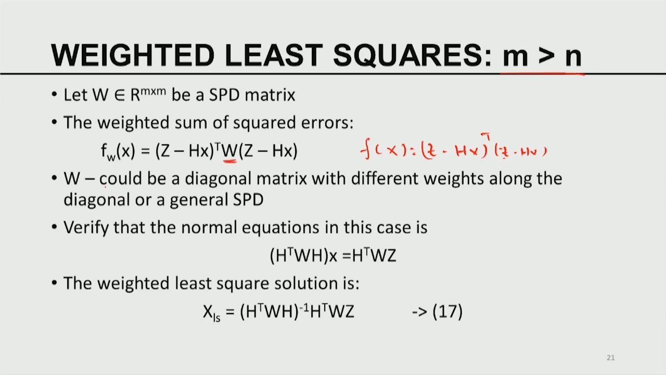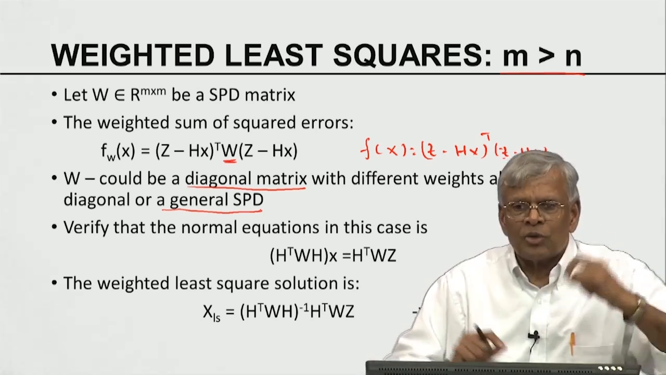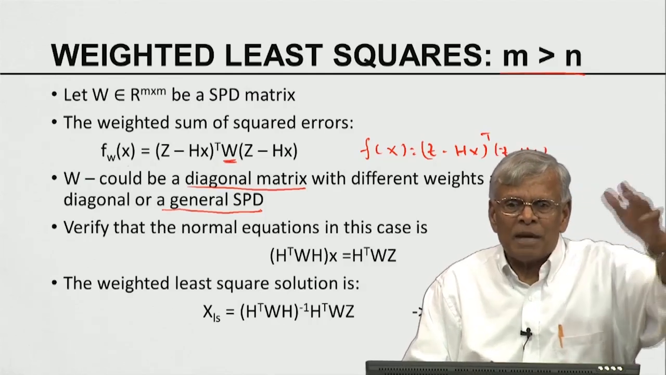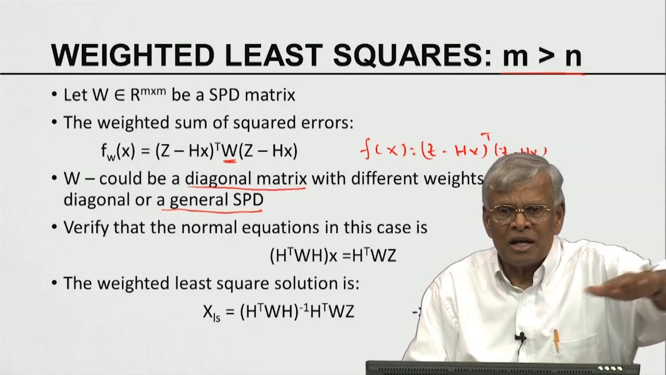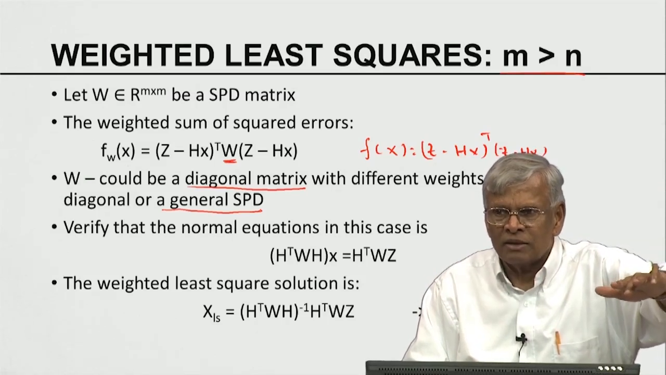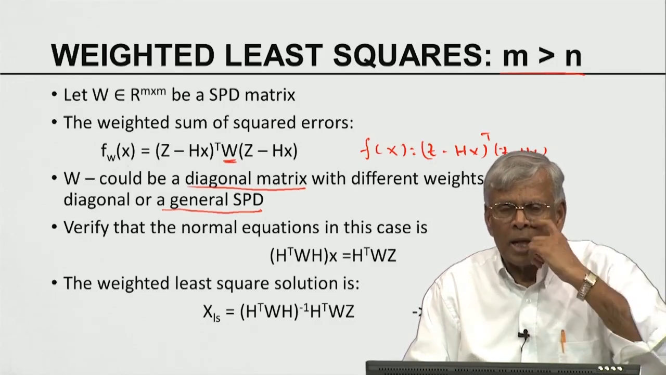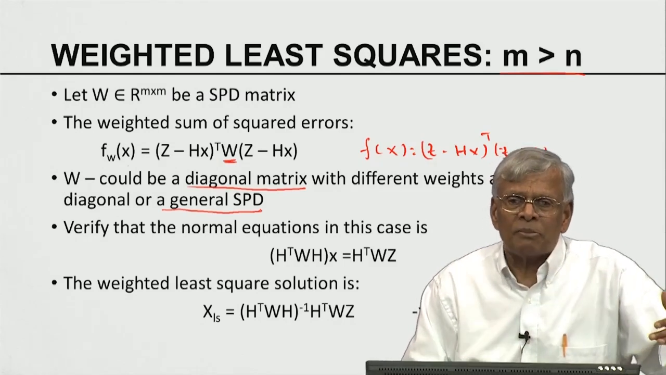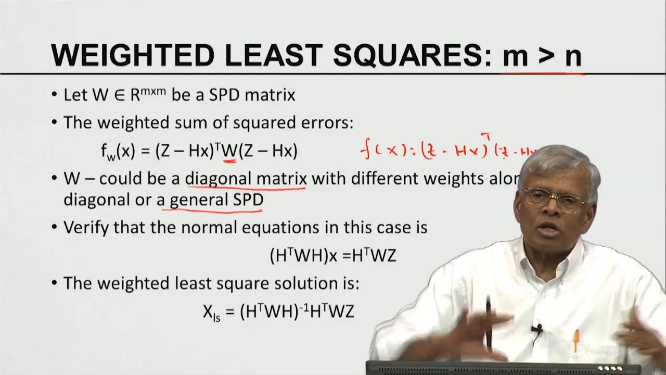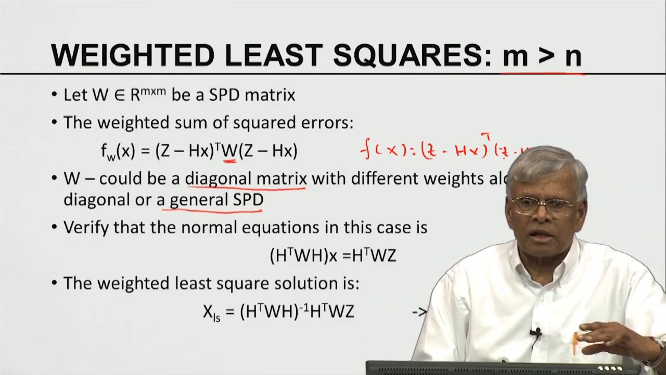In the special case, W could be a diagonal matrix with different weights along the diagonal, or in general it could be a general symmetric positive definite matrix. The difference in weight essentially tells you I'm going to give different weights to different components of the squares of the residual error. That's all it means. In the unweighted case, I'm considering all the residual squares to have the same value. Total democracy. That's what the unweighted case is all about. In the case of weighted least squares, some components have greater weight, some have lesser weight. That means I'm going to give more importance to certain components and less importance to certain other components.